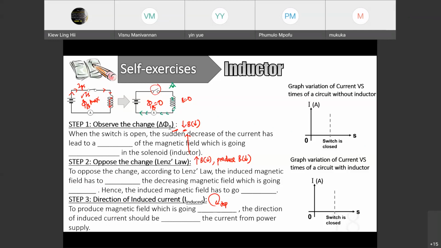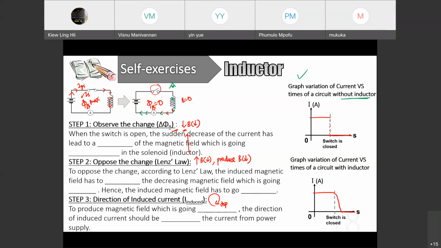So that's why, in a circuit without an inductor, the moment you switch off or open the switch, your current will just go straight away to zero. However, for a circuit with an inductor, instead of going straight away to zero, remember, due to this induced current, it will slowly go down to zero.